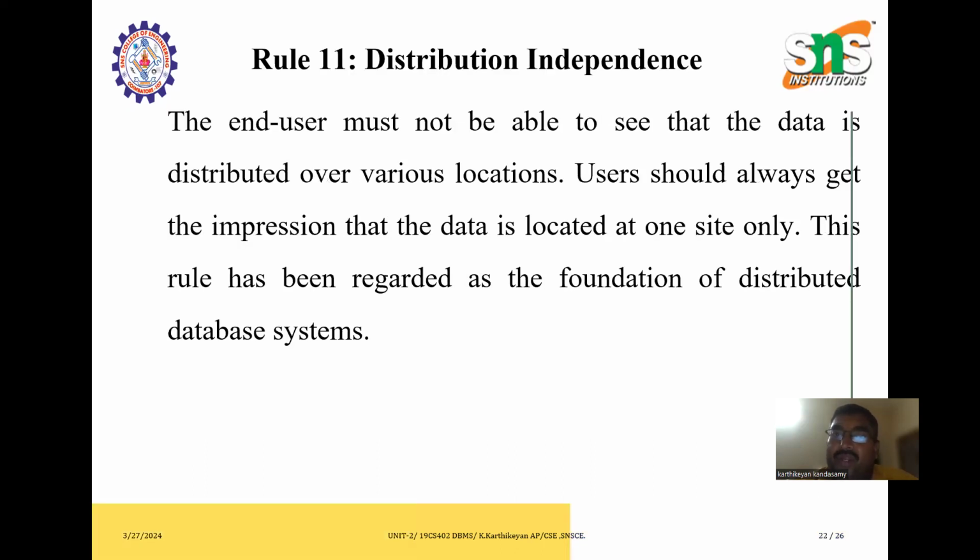So rule number 11, distribution independence. The end user must not be able to see that the data is distributed over various locations. Users should always get the impression that the data is located at one site only. This rule has been regarded as the foundation of distributed databases.